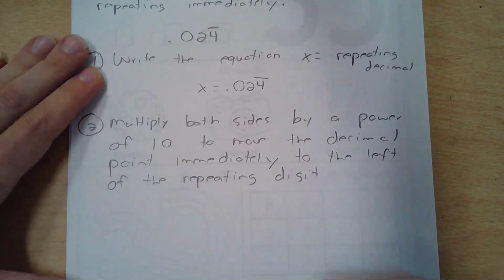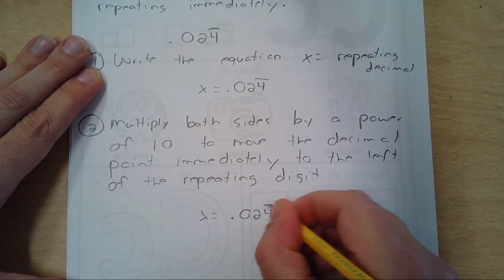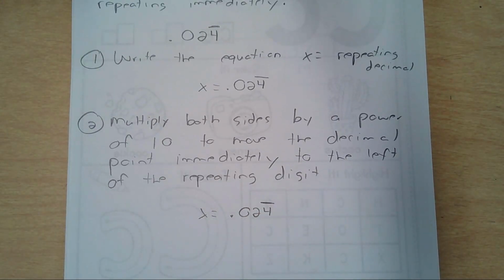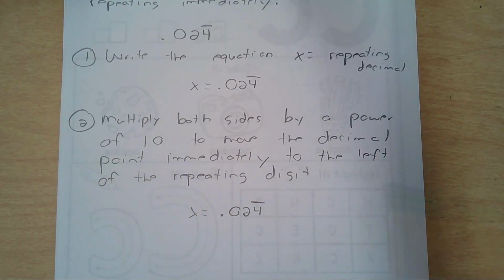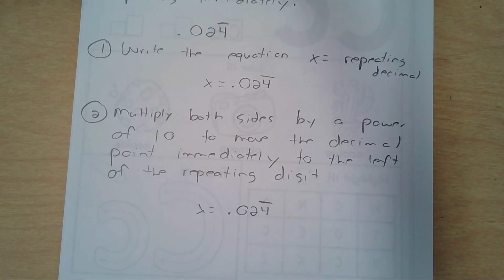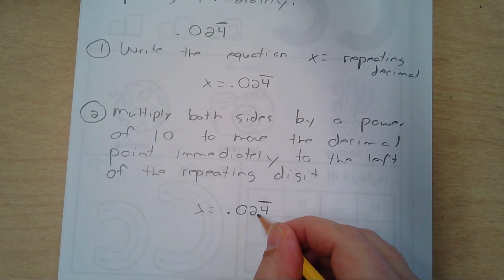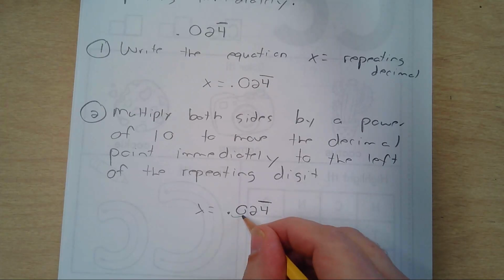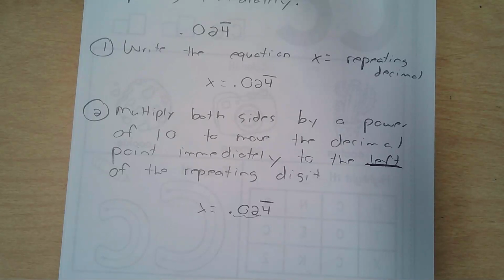So I'm going to write out my equation again here. Okay, let's carefully consider what we need to do here. Multiply both sides by a power of 10 to move the decimal point immediately to the left of the repeating digit. Where is my repeating digit? What is it? 4. And it's saying I want to get my decimal immediately to the left of it. Right here is where I want it to go. To the left, not the right.